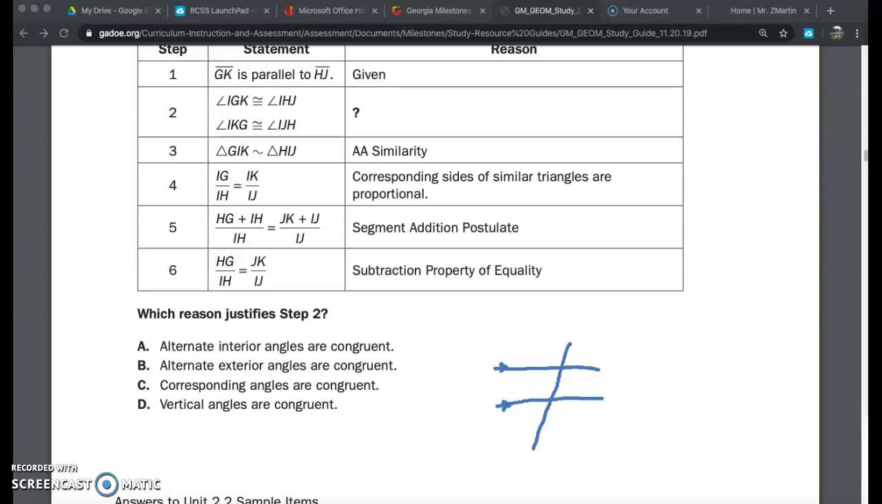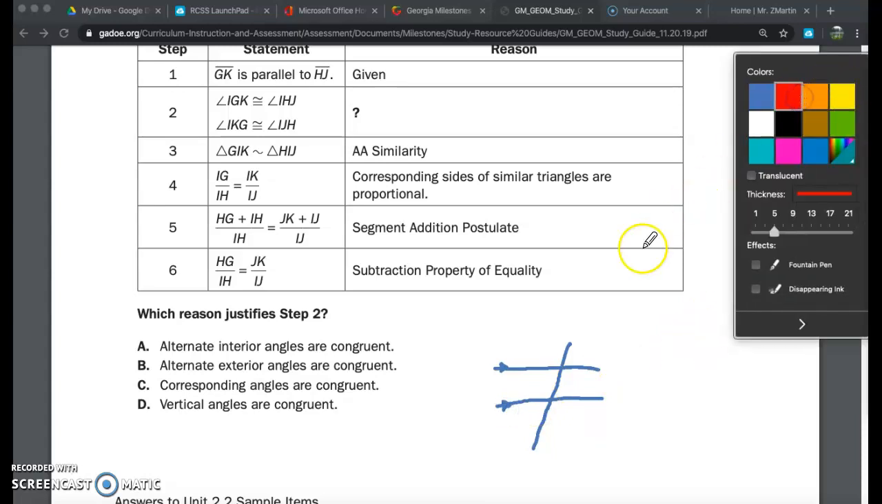Well, in red, I'm going to mark out angles that are alternate interior angles. This angle here would be an alternate interior angle to this angle here. These angles are on opposite sides of the transversal, interior to the parallel lines. These angles are congruent. We also would have a pair here, a pair on this side.